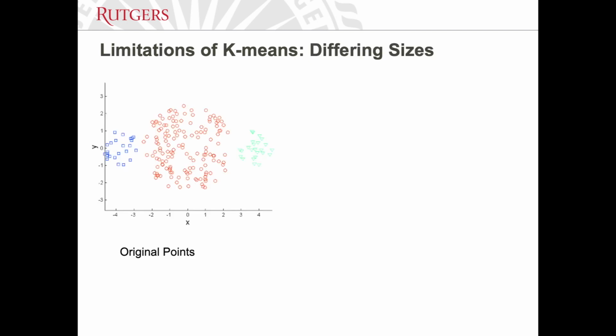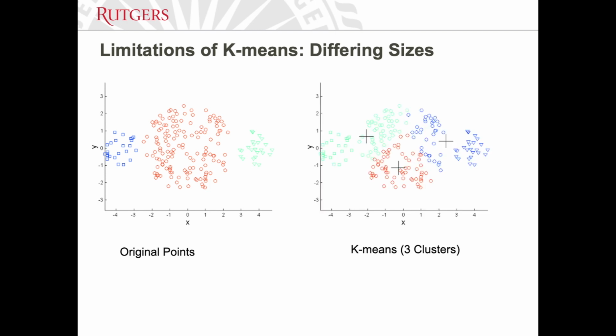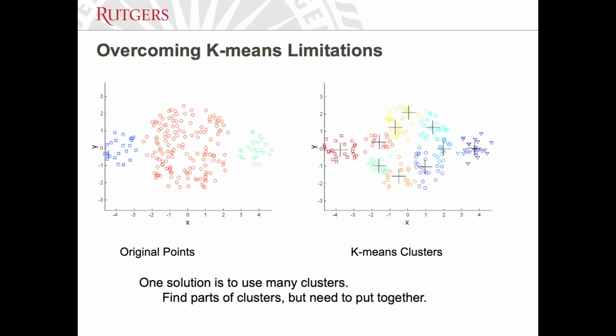Since k-means has a problem handling data with different sizes, in this case, k-means cannot find three natural clusters because one of the clusters is much larger than the other two. In this case, the larger cluster can be broken down, while one of the smaller clusters is combined with a portion of the larger cluster. So one solution to this is to use many clusters, breaking down the dataset into many different clusters.